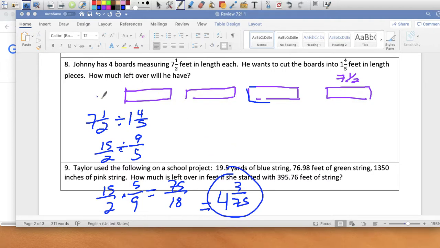Right? So I can make 4 boards of 1 and 4 fifths. So I can make 1, 2, 3, 4. I have some left over here. And I'm going to change that to red. And that's left over. I can't make another board out of that. Right? So what you need to do is figure out, well, I can make 4.